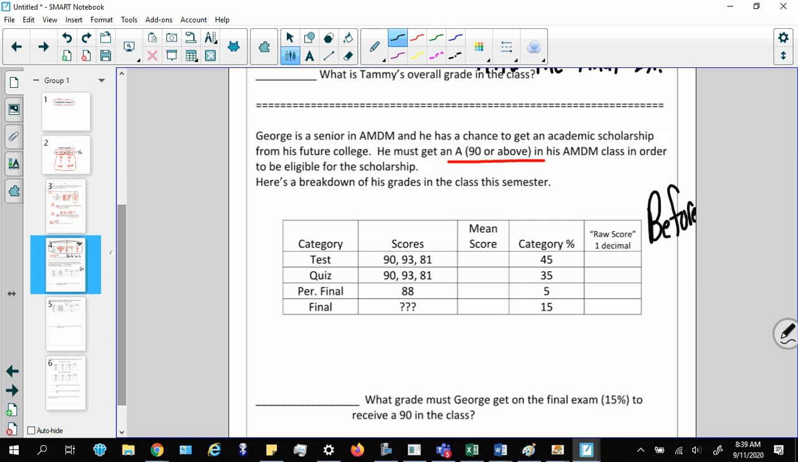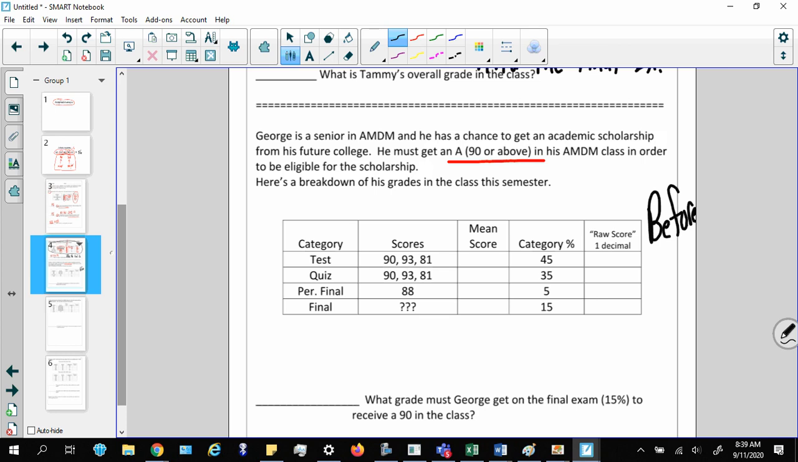All right, so if you've been a student for more than 5 minutes, there has always been a time when you go to a teacher and go, teacher, what must I make on the final exam in order to get this grade? So this is what George is basically asking his teacher. Hey, teacher, what must I do to get a 90 in the class? Meaning, what do I have to do on the final exam?